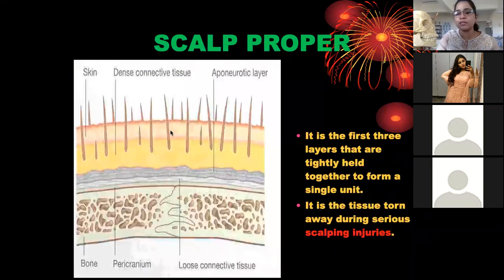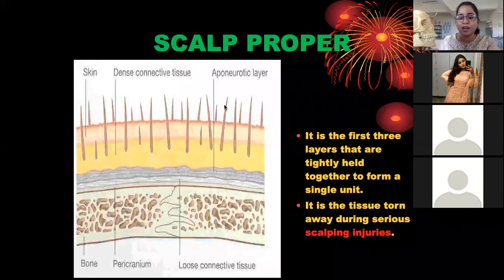What is the scalp proper? What are the first 3 layers? Skin, connective tissue, and aponeurosis. These 3 layers are adherent to each other. So when you are dissecting, what happens? You make an incision and you start reflecting the skin. It will not come layer by layer. Why? The first 3 layers, skin, connective tissue, and aponeurosis, all come together first.